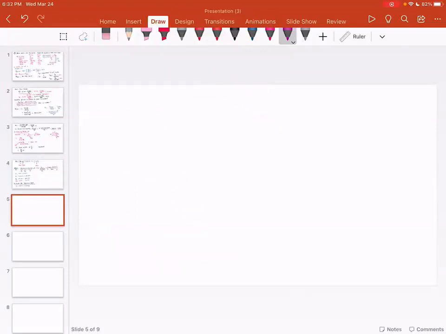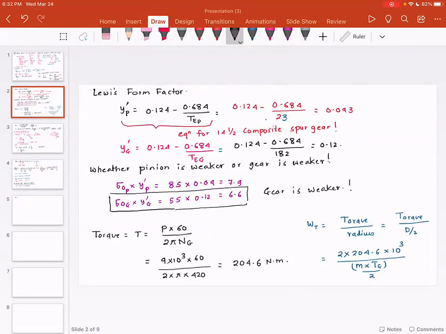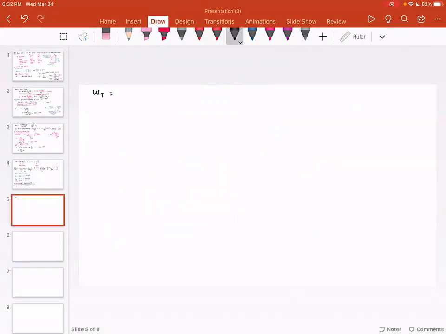The next step is we can actually find out the value of tangential load, WT. We found the value of WT here, but this equation is in terms of module. So what I'm going to do is substitute the value of module, which is 5 millimeters. So 6820 divided by 5 is equal to 1364 Newton. This is the tangential load.